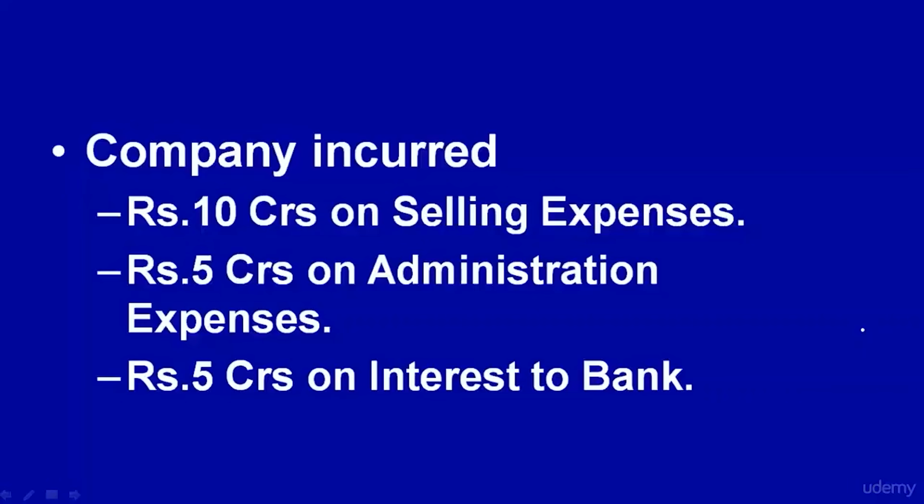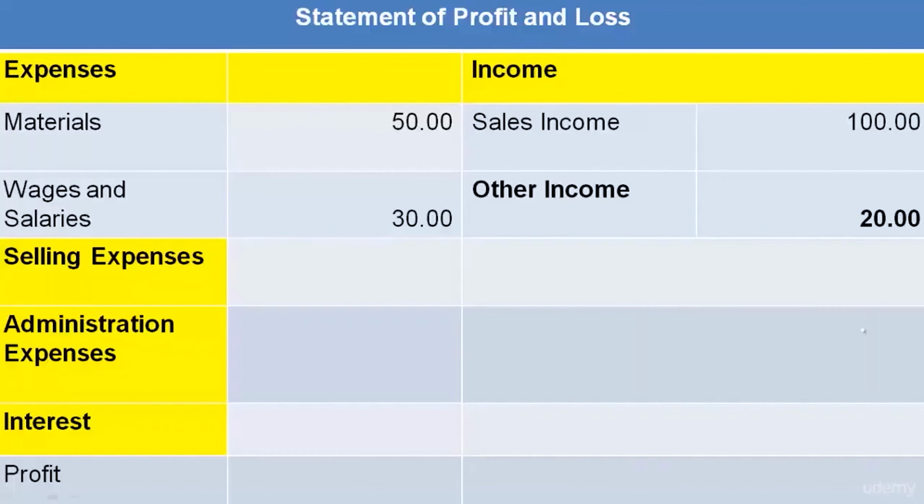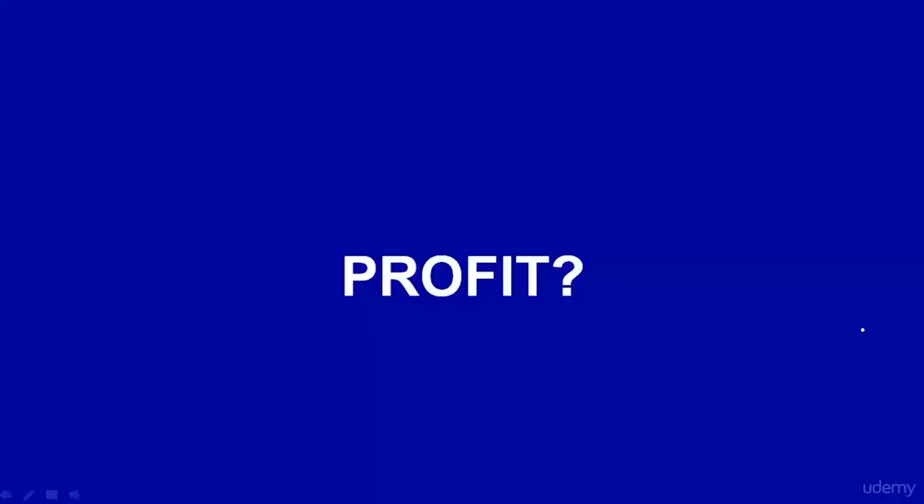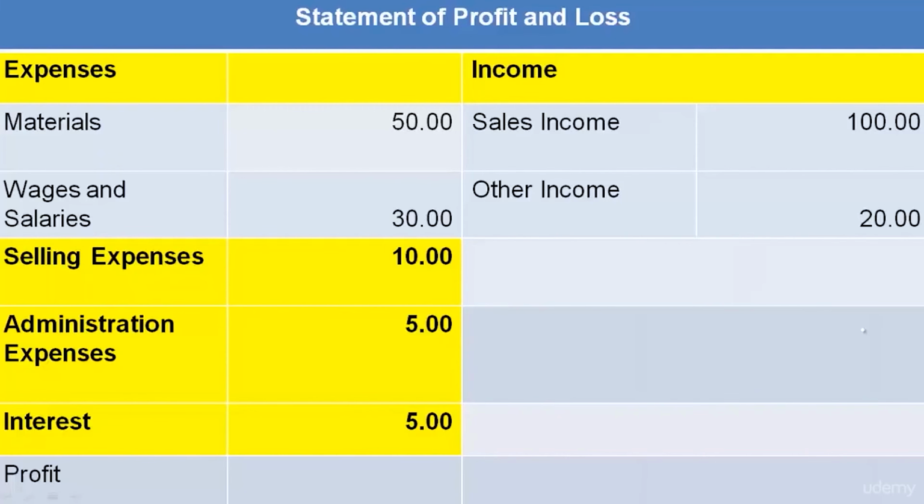It's 50 crores. And company incurred 10 crores on selling expenses, 5 crore on admin expense, and 5 crores on interest to bank. All these are all expenses, right? So they all should appear on the expense side. It's highlighted in yellow and they are here. So now what is the profit? You have income of 120, expense of so much.